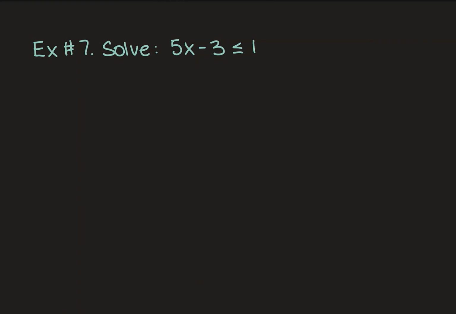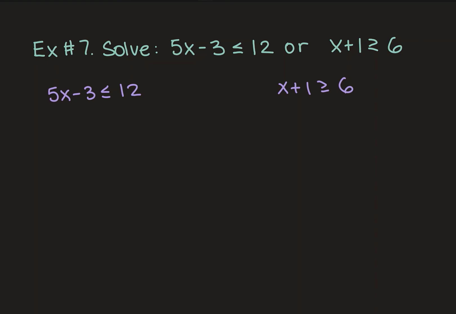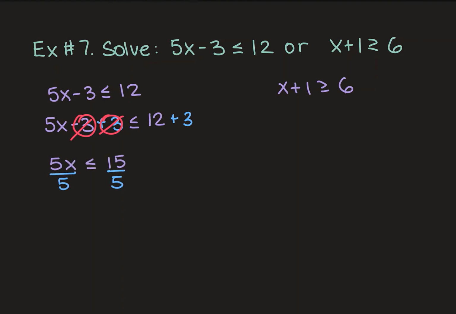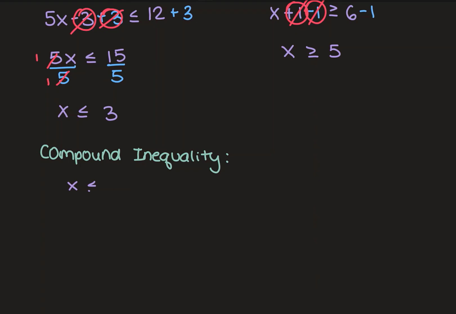For the next example, we use the same procedures. First, we solve the inequalities separately. So to get rid of the minus 3, we add 3 to both sides and simplify. Next, to get rid of this 5, we divide both sides by 5 and simplify. And we are just left with x is less than or equal to 3. For the other inequality, to get rid of the plus 1, we subtract both sides by 1. Simplifying, we get x is greater than or equal to 5. So our compound inequality simplifies to x is less than or equal to 3, or x is greater than or equal to 5.